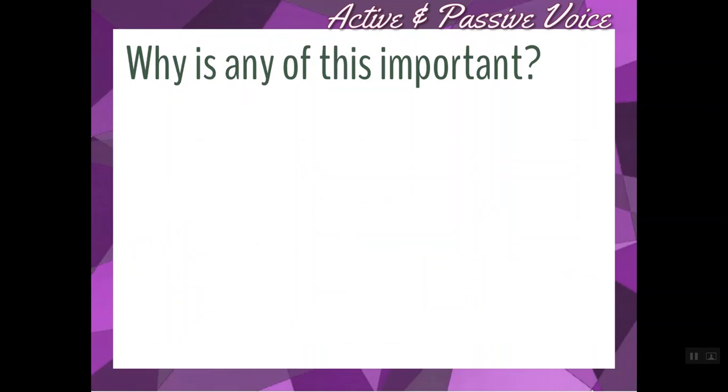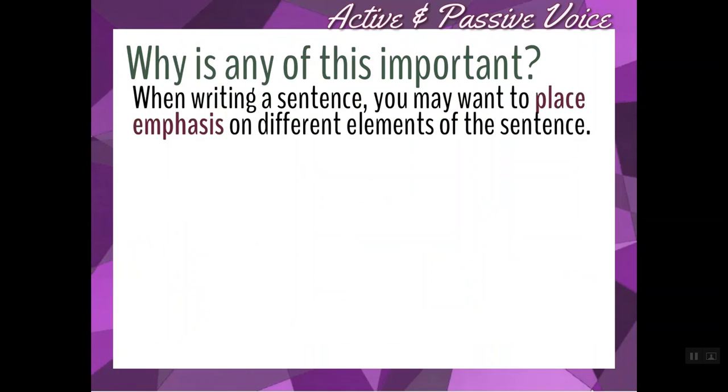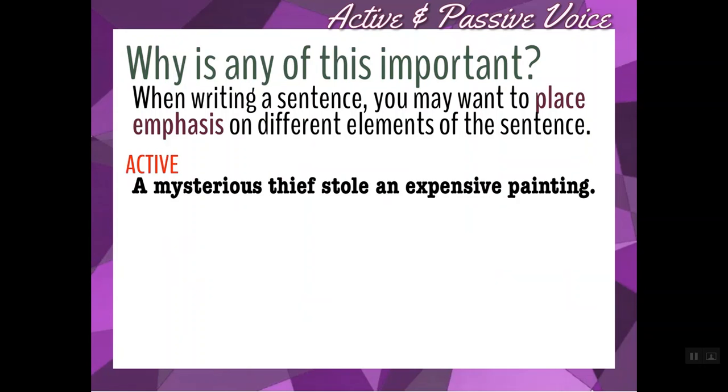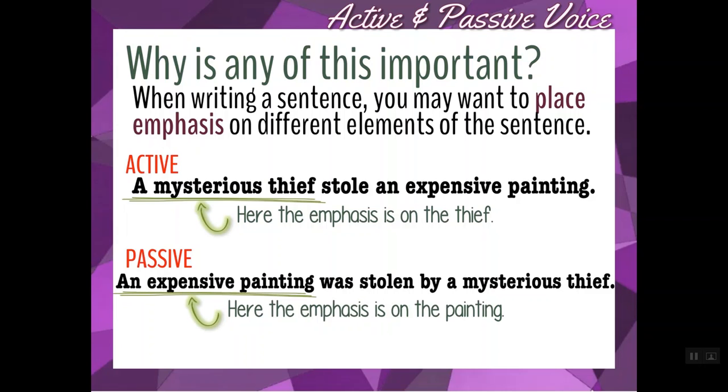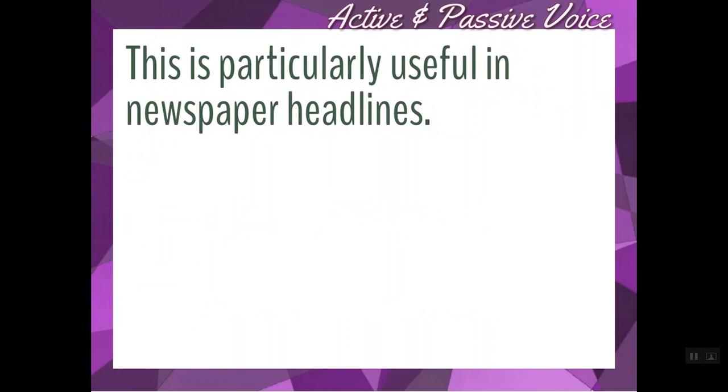Why is any of this important? The key question. When writing a sentence, you may want to place the emphasis on different elements of the sentence. So, active: a mysterious thief stole an expensive painting. Here the emphasis is on the thief. An expensive painting was stolen by a mysterious thief. Here the emphasis is on the painting. So it changes what's important in the way you word the sentence, and it can show a bias, or just what's important and what's not within the context of a larger piece of writing. So newspaper headlines is super important.